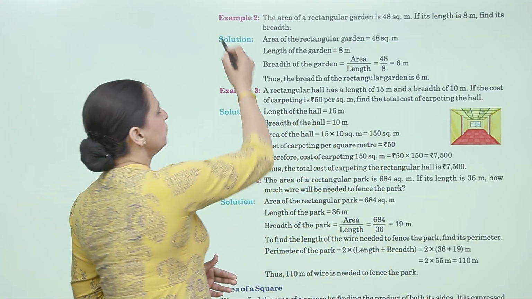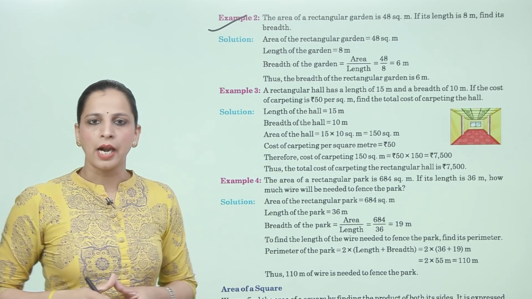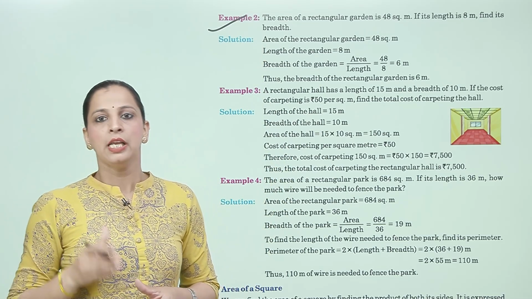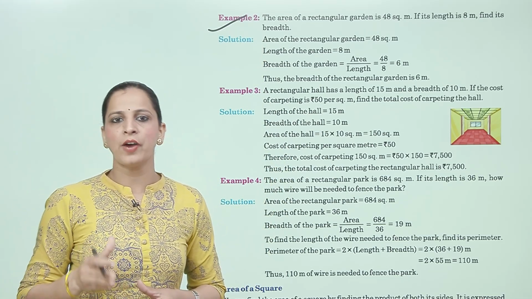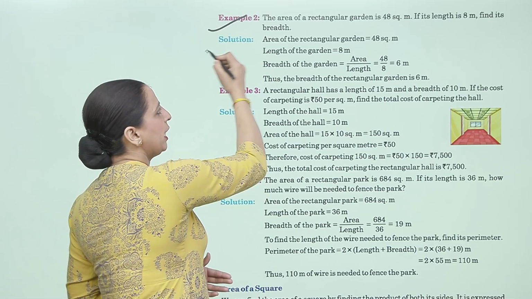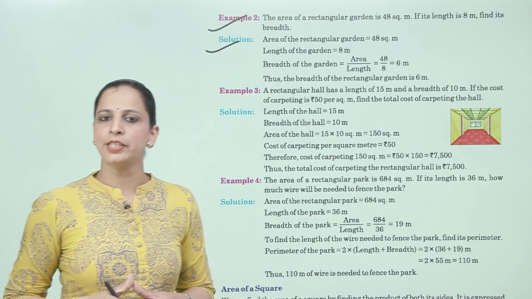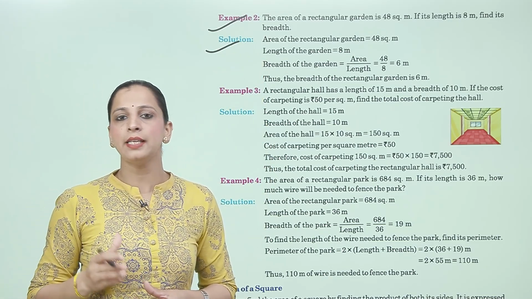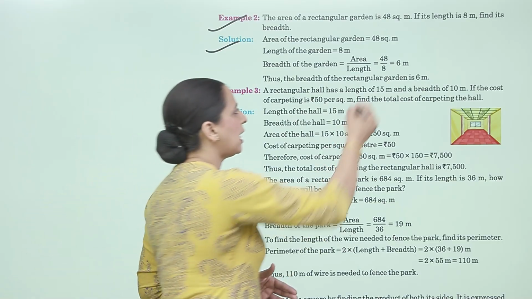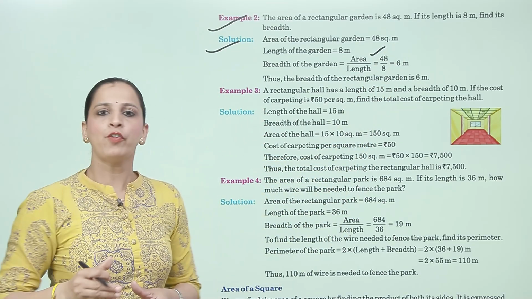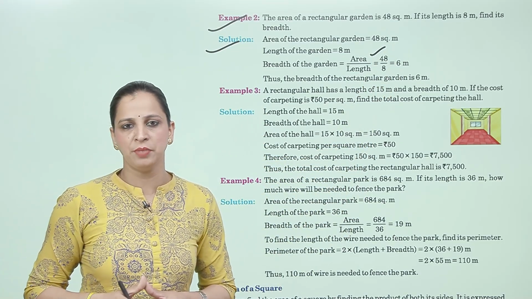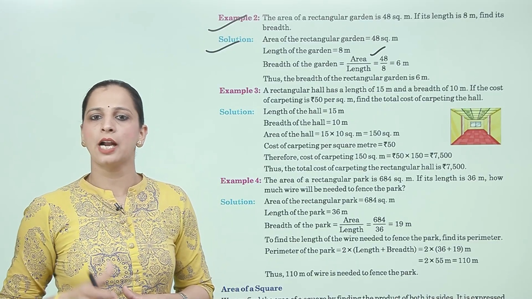Now, example 2. The area of a rectangular garden is 48 square meter. If its length is 8 meter, find its breadth. Now, solution. Area of the rectangular garden is 48 square meter. Length of the garden is 8 meter. So, breadth is area divided by length, that is 48 divided by 8 is 6 meter. Thus, the breadth of the rectangular garden is 6 meter.